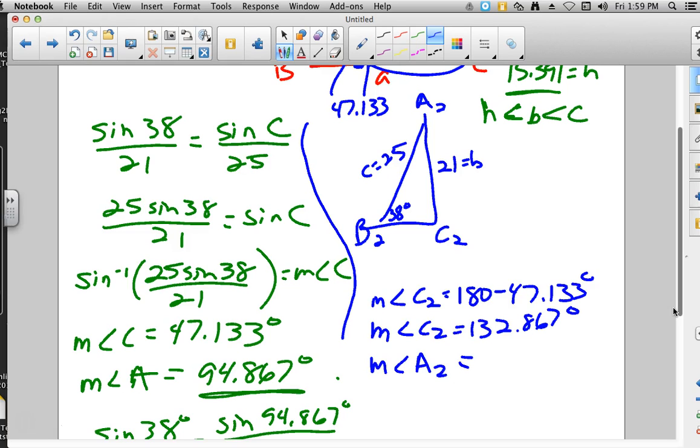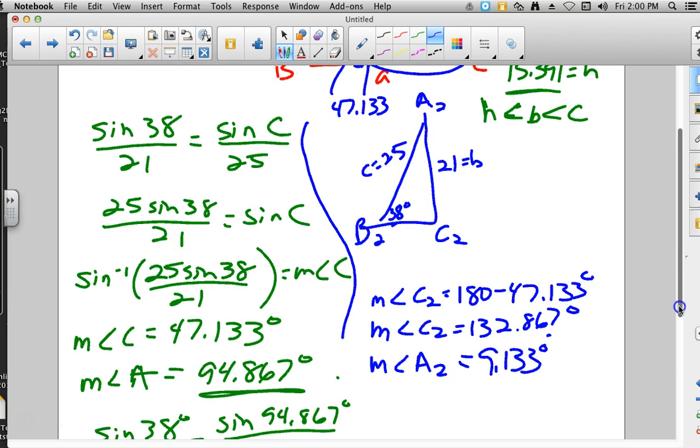And away we go at that point. You know, the math gets much easier because all we have to do is say, well, every triangle has 180 degrees. I'm going to take 180 minus the 38 that I already have, minus the 132.867 that I have there. And that is going to give me a measure of 9.133 degrees.